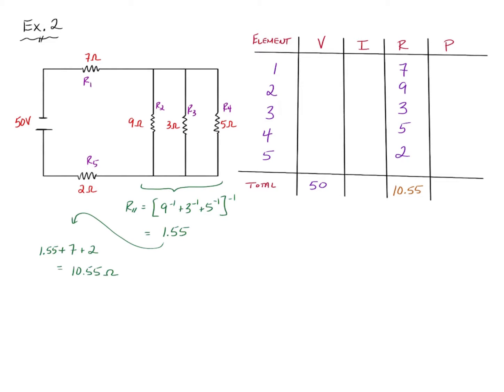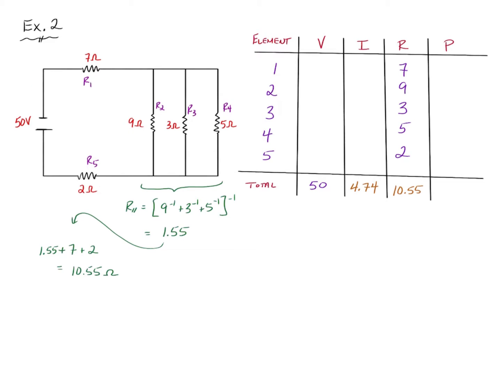So I can enter that in my total resistance in my VIRP table, and utilizing Ohm's law, since I know that V equals IR, and the voltage is 50, and the resistance is 10.55, if I divide 50 by 10.55, I find that the current is 4.74.